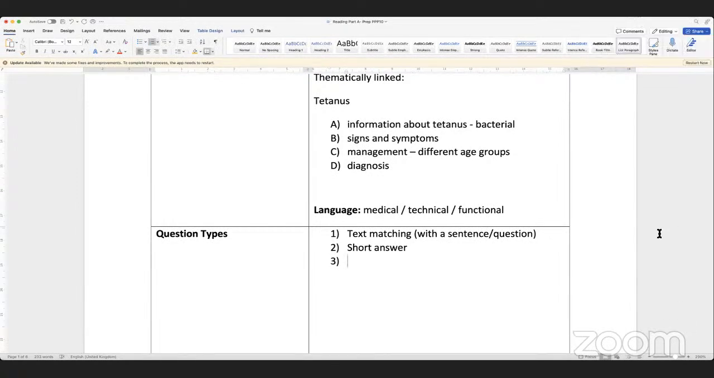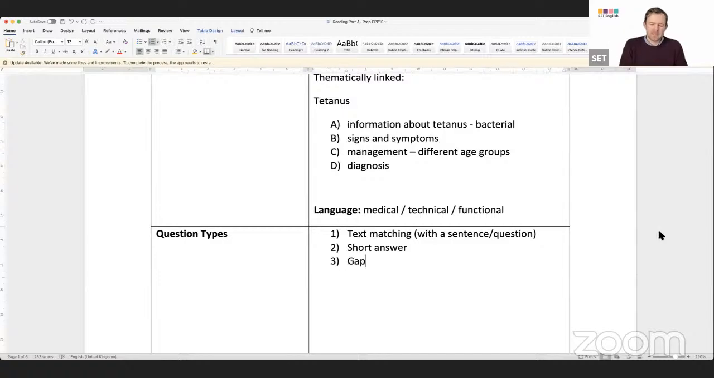Fill in the blanks, complete the sentence with the exact phrase. Sentence completion. We'll call this a gap fill. Well, it's not exactly sentence completion, because sentence completion often is at the end of a sentence, but this can just be in the middle as well. But yes, gap fill or sentence completion. So these are the different kinds of questions.